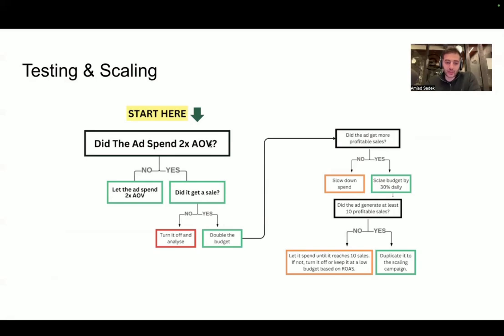Anything before that will be too early, unless you're seeing really bad numbers from the beginning, like people are not clicking at all, and you already spent $70 and no one clicked. In that case, yes, turn it off. But in most cases, the best idea is to let the ad run for 2 times the AOV.